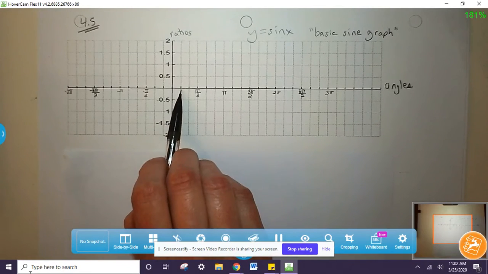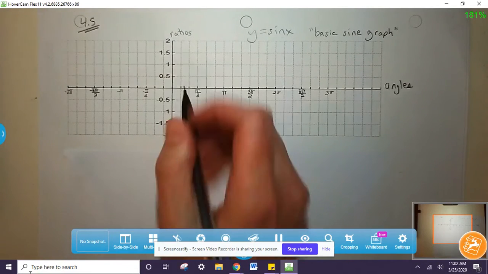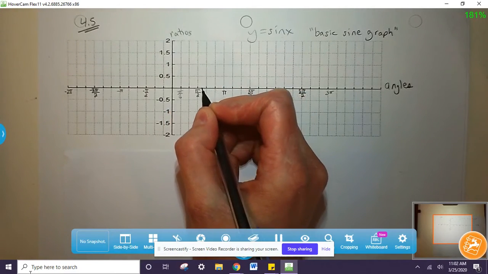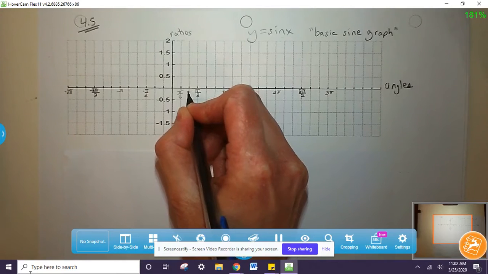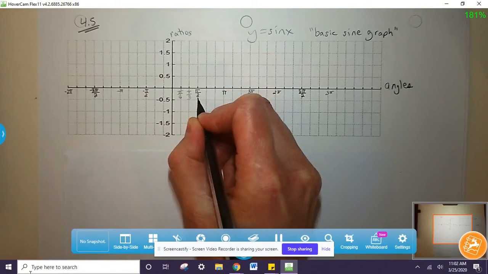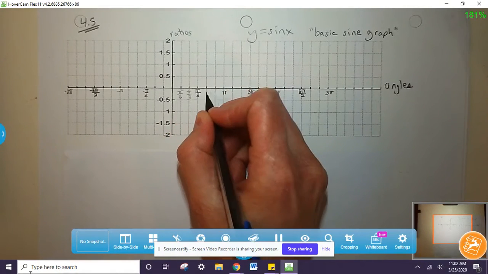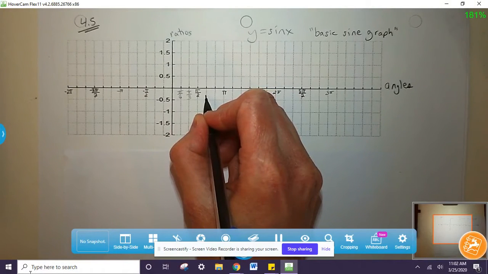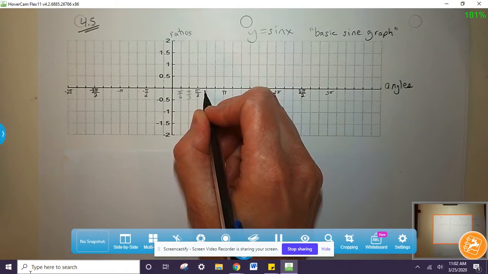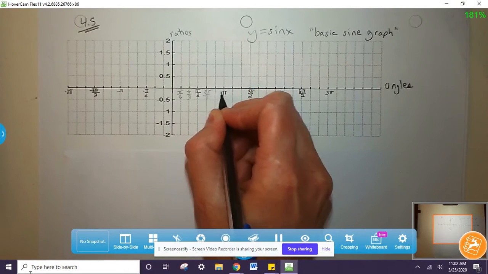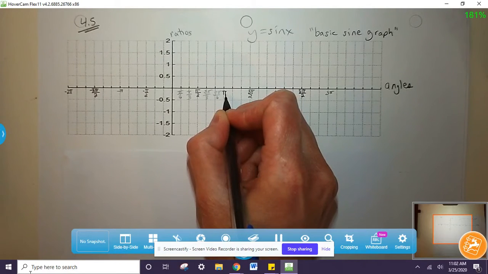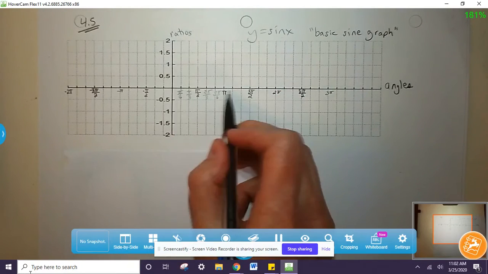One tick mark represents pi over 6. So this is pi over 6. And the next one's 2 pi over 6. But if we reduce 2 pi over 6, we get pi over 3. This is 3 pi over 6. This next one's 4 pi over 6. What do we get when we reduce 4 pi over 6? 2 pi over 3, 5 pi over 6, and 6 pi over 6 is pi. So each tick mark is pi over 6.